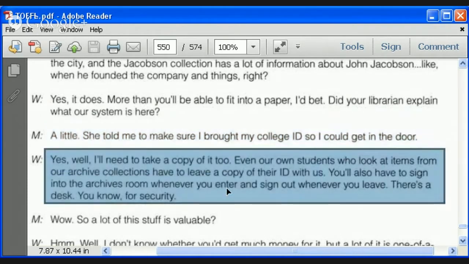Yes, well, I'll need to take a copy of it too. Even our students who look at items from our archive collections have to leave a copy of their ID with us. You'll also have to sign into the archives room whenever you enter and sign out whenever you leave. There's a desk, for security. So, okay, if I'm making notes, I probably would have jotted down ID, sign in, /out.